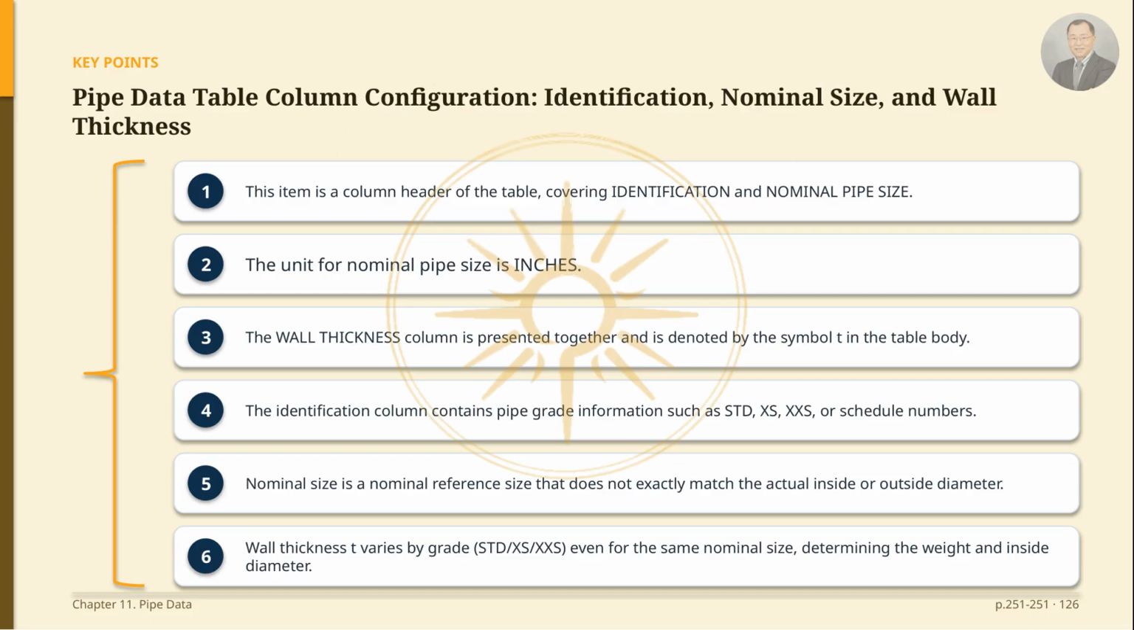Now, I would like to introduce other column configurations of the pipe data table: identification, nominal pipe size, and wall thickness. The unit for nominal pipe size is inches, and the identification column lists grades such as standard, extra strong, and double extra strong, or schedule numbers. It is important to note that the nominal size is not exactly the same as the actual inside or outside diameter, but is a nominal reference size used to name the pipe. Wall thickness is denoted by the symbol T in the table. Even for the same nominal size, the wall thickness varies by grade, which in turn determines the inside diameter and the weight per unit length.